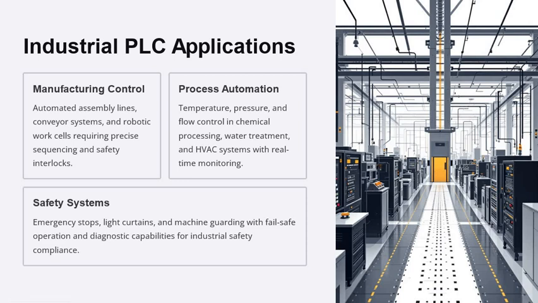Process automation measures temperature, pressure, and flow control in chemical processing, water treatment, and HVAC systems with real-time monitoring. Safety is the most common practice in every industry. It produces applications such as emergency stop, light curtains, and machine guarding with fail-safe operation and diagnostic capability for industrial safety and compliance.